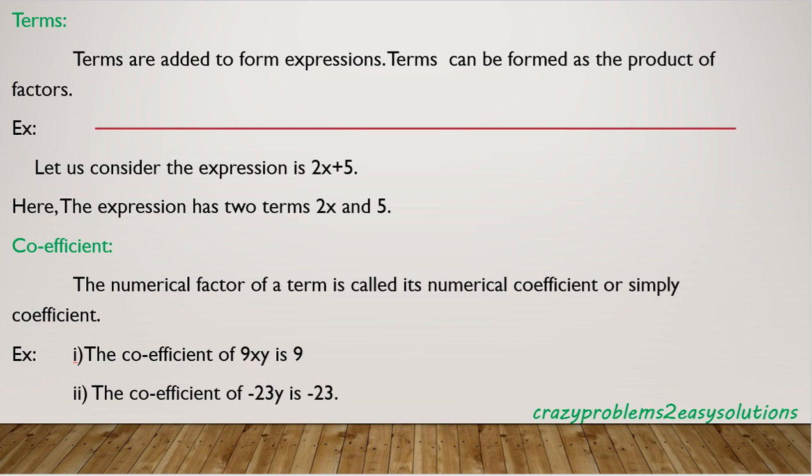Next one, minus 23y. So here also y is the variable and minus 23 is the coefficient. We should consider the sign also.